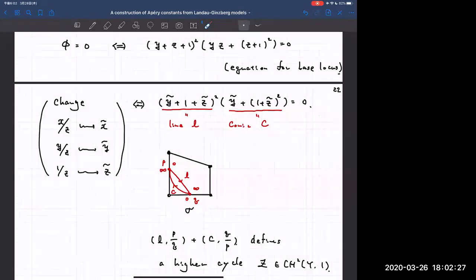So for the simplicity of the computation, we need to change the coordinates: x over z to x tilde, y over z to y tilde, and so on. Then we obtain a similar equation, which expresses (y tilde + 1 + z tilde)^2 and so on, for one side. Okay. The first component is the line L with multiplicity 2. And the second one is, I'm sorry, it's not conic, but quadratic.